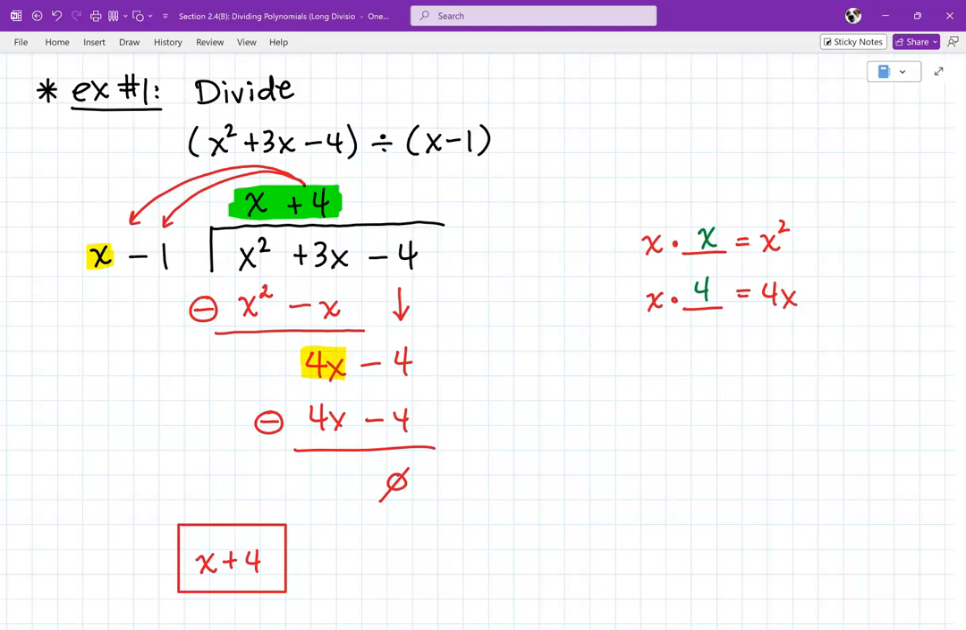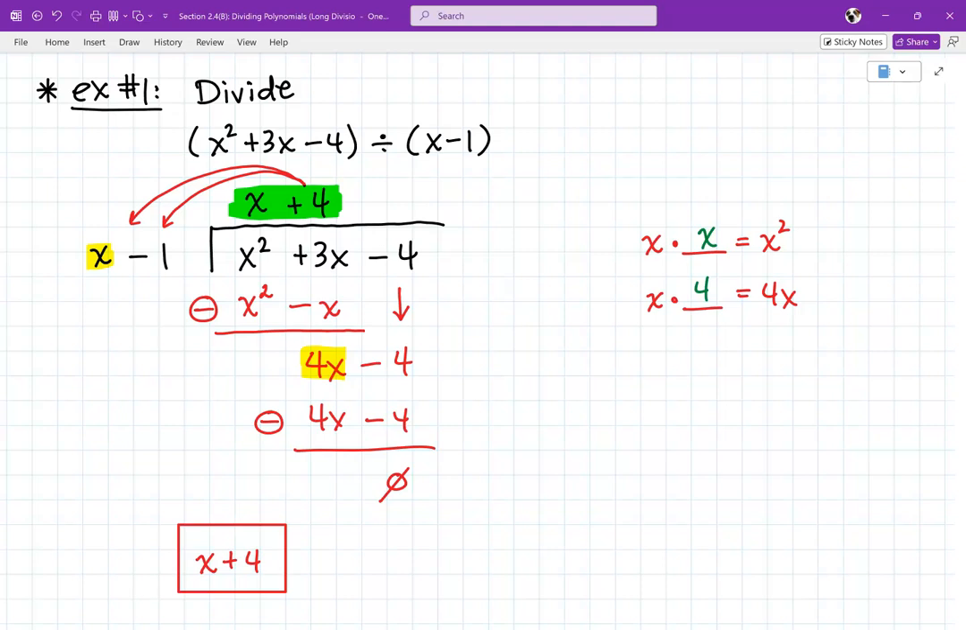Okay? So I took x squared plus 3x minus 4. I divided it by x minus 1. I did the processes that we mentioned before, right? You're just going to ask yourself, how many times do I multiply this to equal that? So I said, x times what is x squared? We said, well, x times x is x squared. So I'm going to put the x up on top.